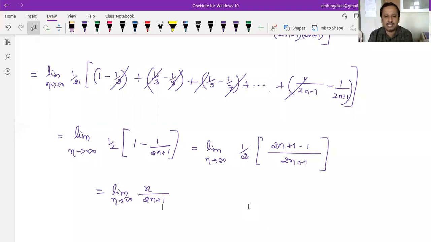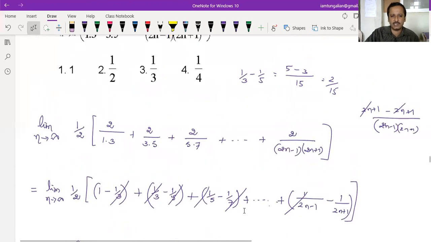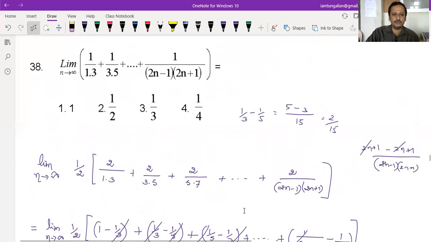Now both are polynomials of the same degree. Both are polynomials of degree 1. Hence the answer is the coefficient of the highest power of n in the numerator, which is 1, divided by the coefficient of the highest power of n in the denominator, which is 2. Hence the answer is 1 by 2. Second option.